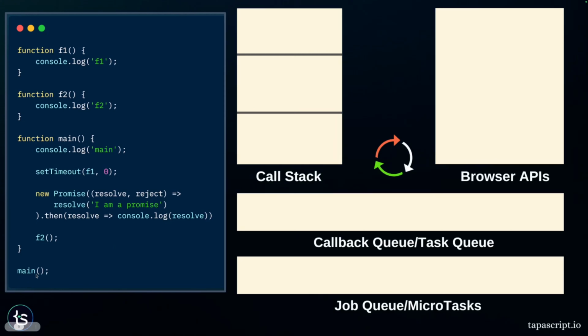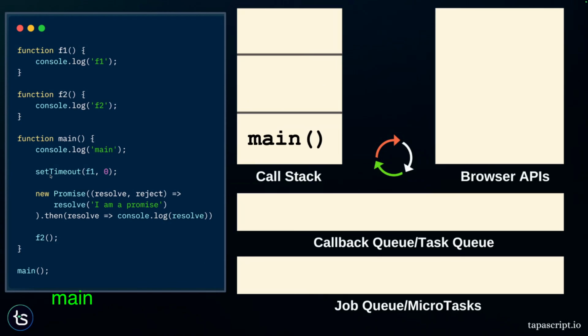The first thing: main is getting executed. Excellent. Main getting executed means main will go inside the call stack. Now I am inside this, and I'm seeing console.log main. Okay, excellent, so console.log main gets executed. In the console, I get to see something called main. Fantastic, so it comes out.